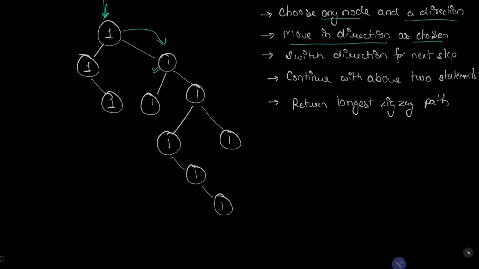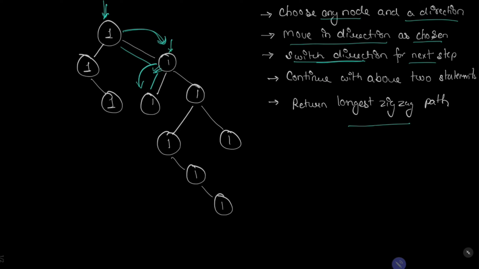Now switch the direction for the next step. At this child node, whenever we have to make the next jump, we cannot jump right here, since we are already coming from the right side, so we'll have to make a switch as stated. So we'll go in the left direction. Continue the above two steps and return the longest path. If you can see, this is a zigzag pattern, moving in this and this direction.